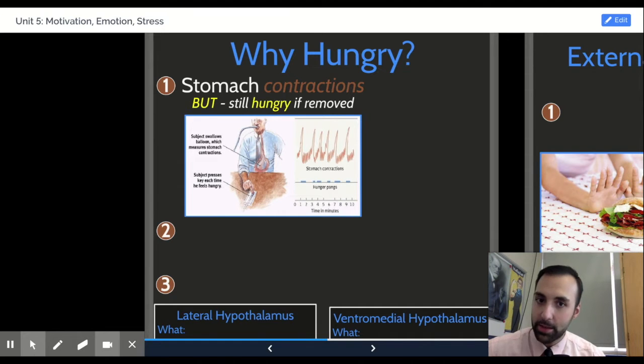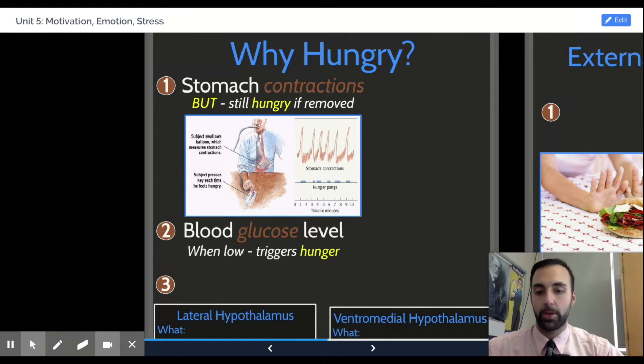But what is interesting is if your stomach is removed, you would actually still experience hunger. There are still other things going on behind the scenes beyond just your stomach that could facilitate hunger. So we need to look a little bit further. There are more biological reasons.